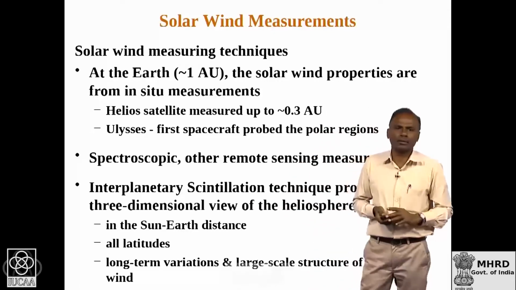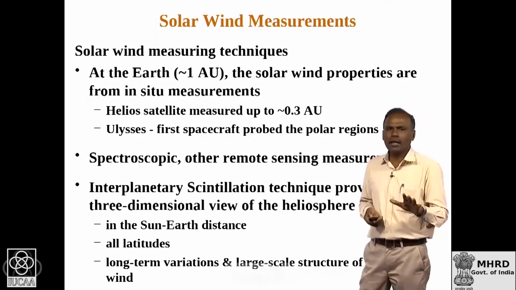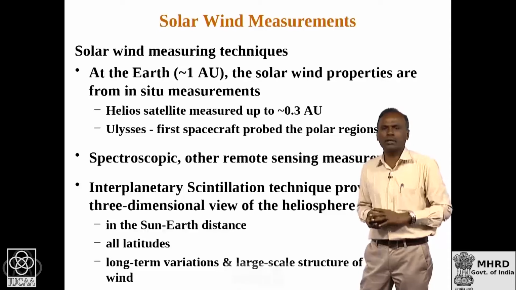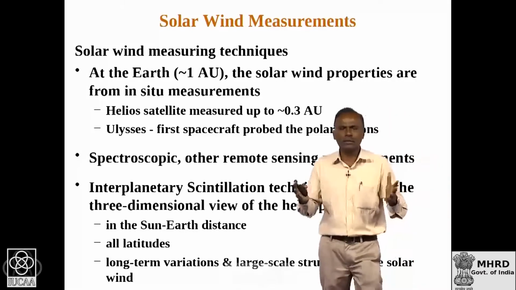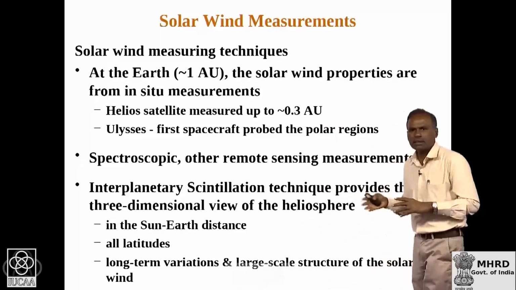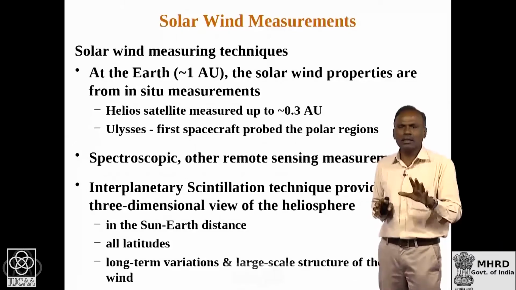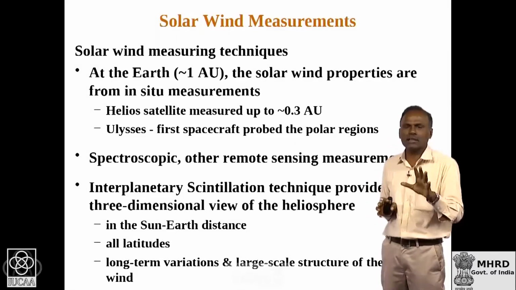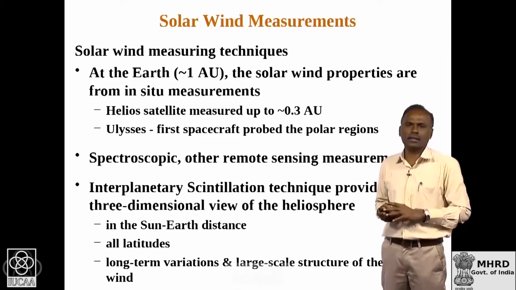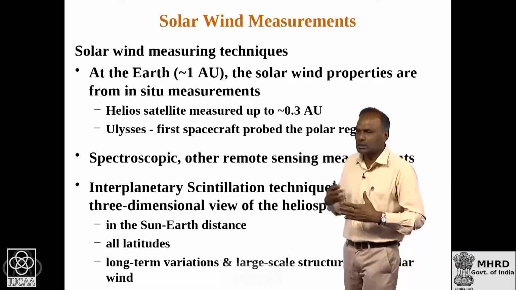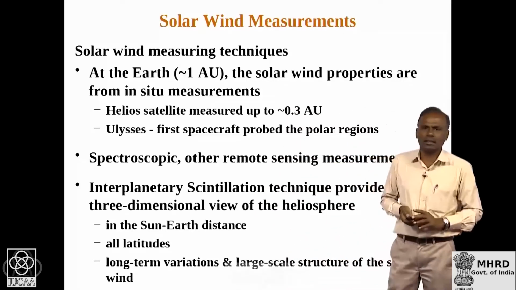of the solar wind. Whereas remote sensing techniques like interplanetary scintillation can give a three-dimensional view of the solar wind at Sun-Earth distance at all latitudes, and they are useful to study the long term variation and large scale structure of the solar wind. But one limitation with interplanetary scintillation kind of remote sensing technique is that they are line of sight integration measurements. There are some methods to remove the line of sight effect. So, we will see some of them in the later part of the lecture.